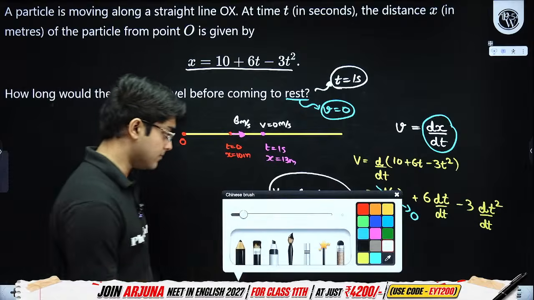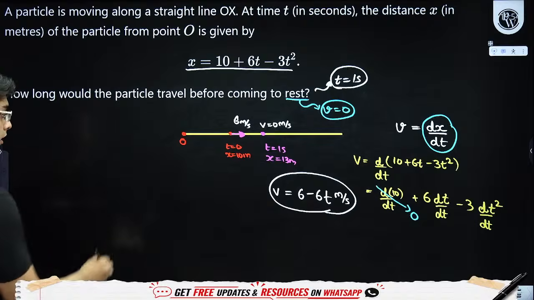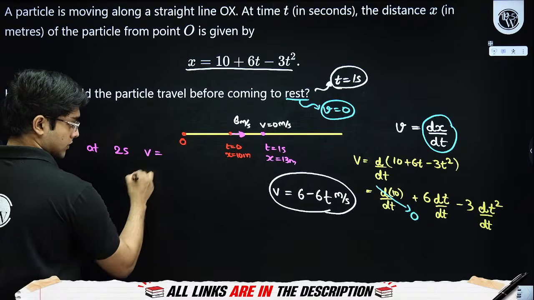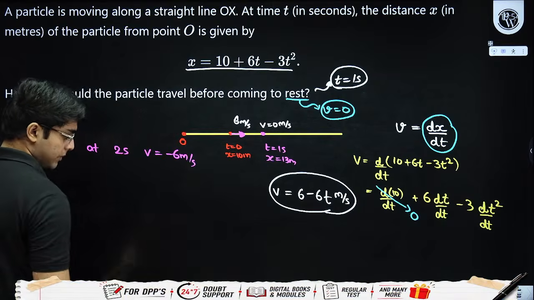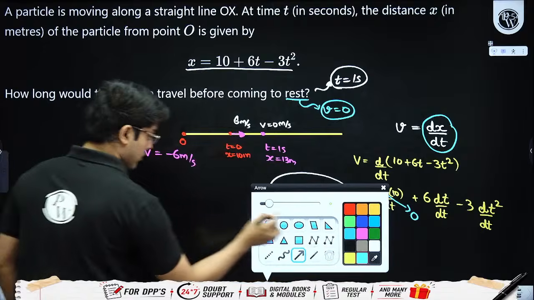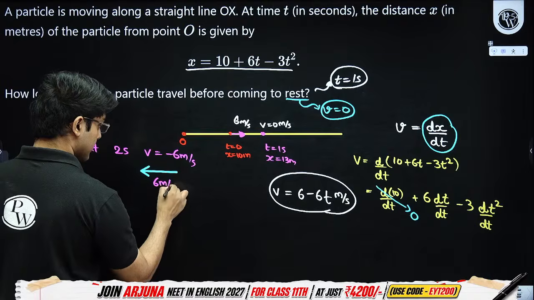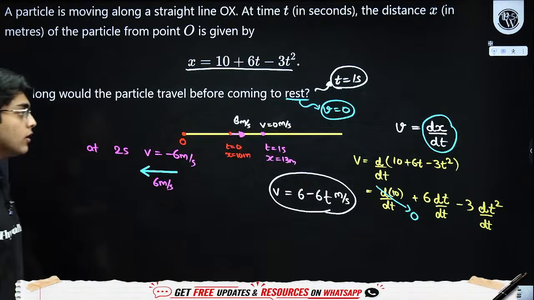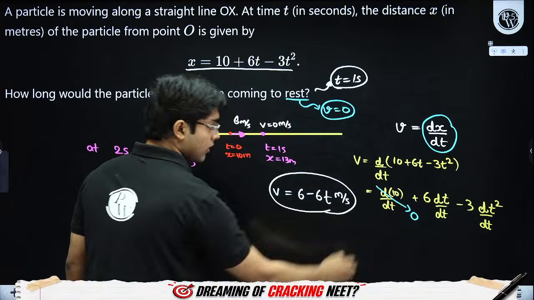And if you put 2 seconds, you will get a negative answer, right? At 2 seconds, v is equal to 6 minus 12, which is minus 6. Negative just means one thing: the particle is moving to the left now. It is moving to the left with 6 meters per second. If it is positive, it is moving along the positive x direction. That is what a negative answer means. Negative answer means it is moving in the negative x direction.